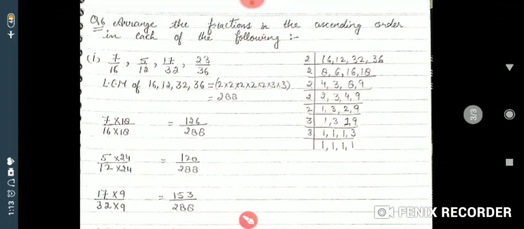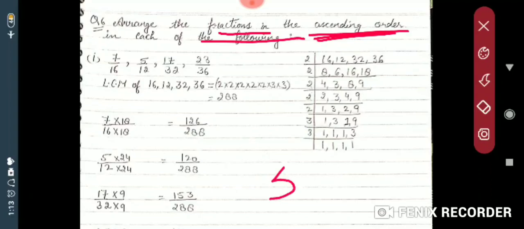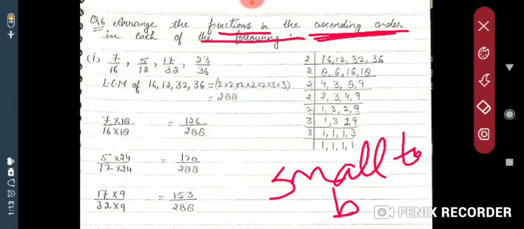Now the next question is: arrange the fractions in ascending order in each of the following. The way of arranging fractions in ascending order is the same, only one thing is different. As you know, the word is ascending order. What is the meaning of ascending order? Ascending order means small to big. Yes or no?